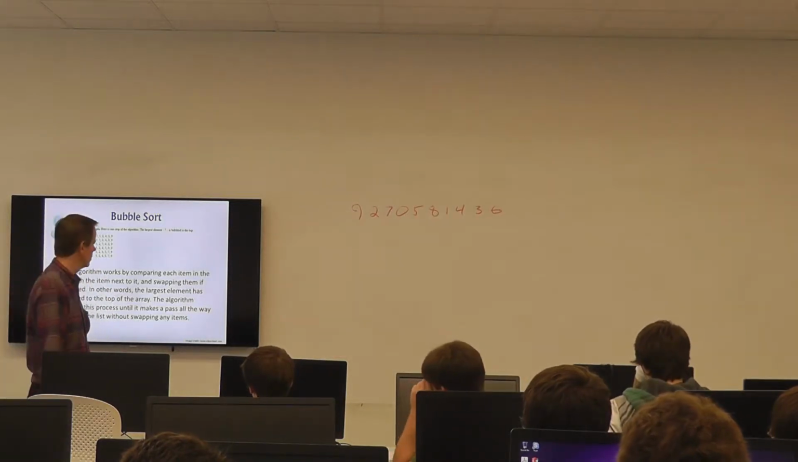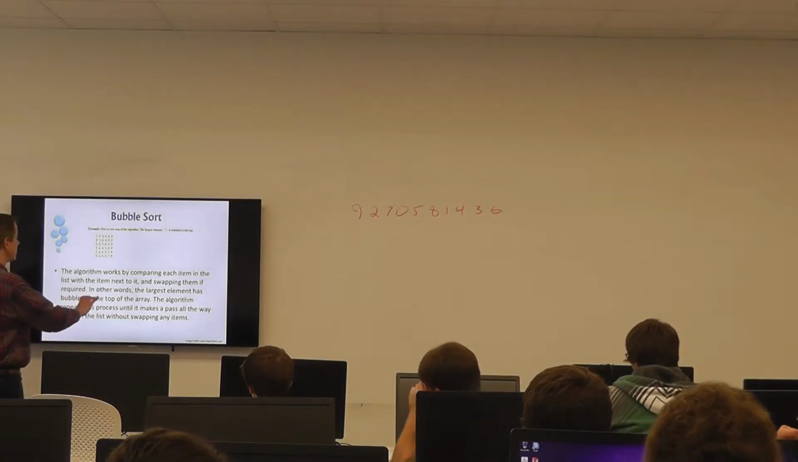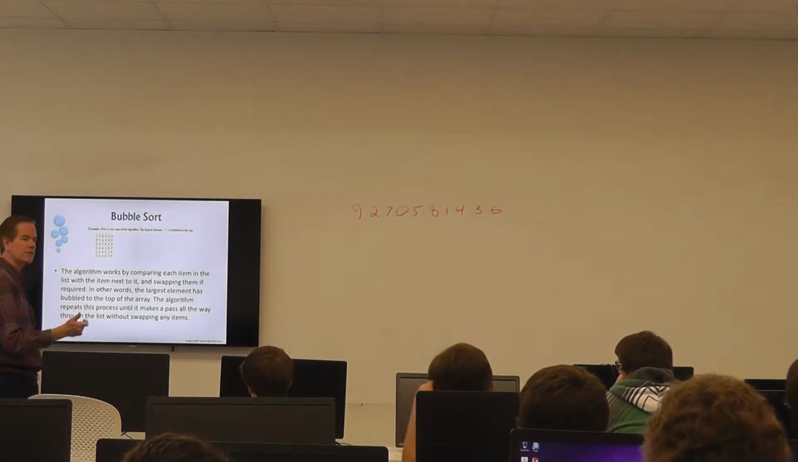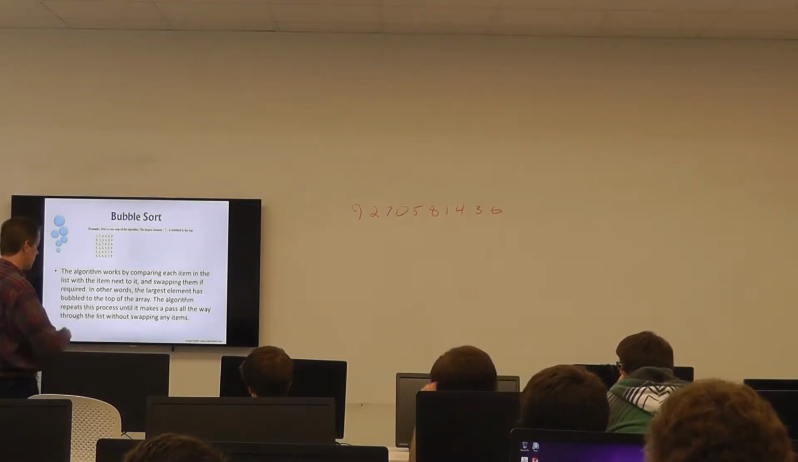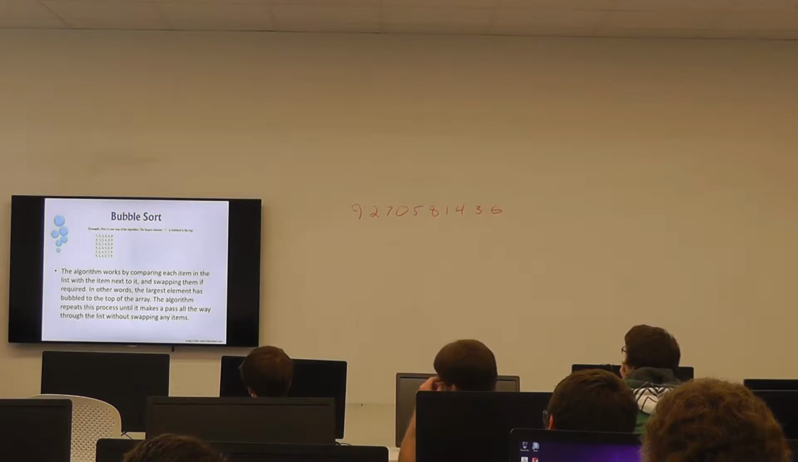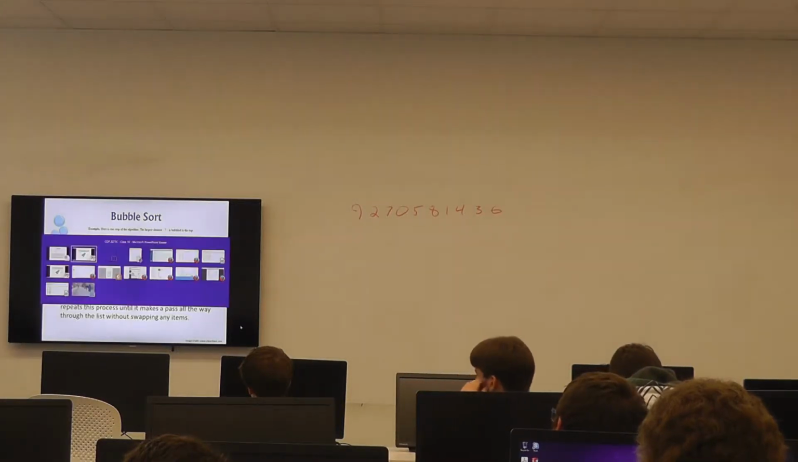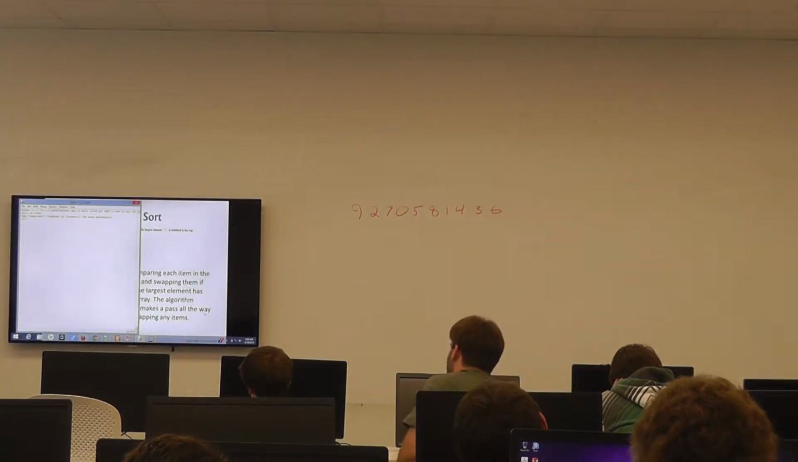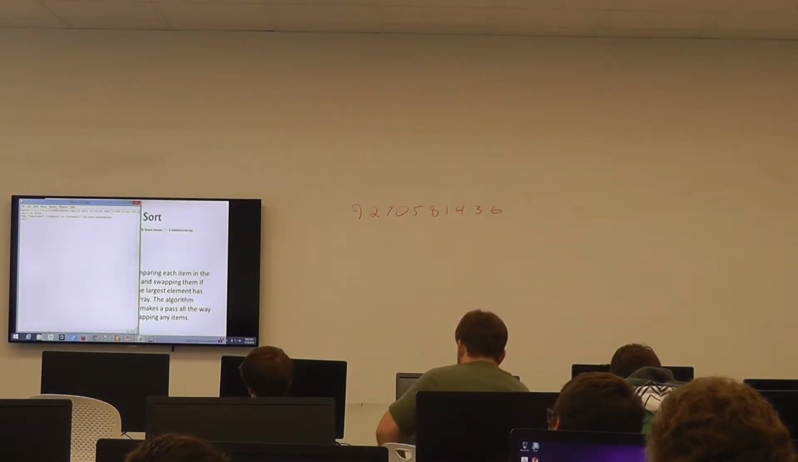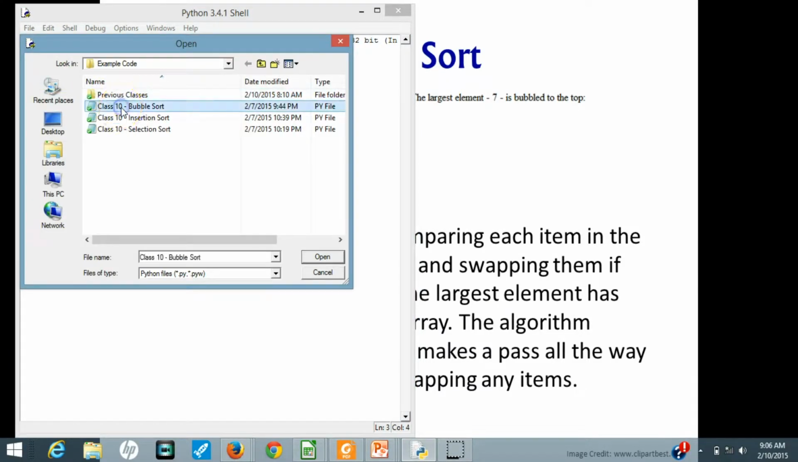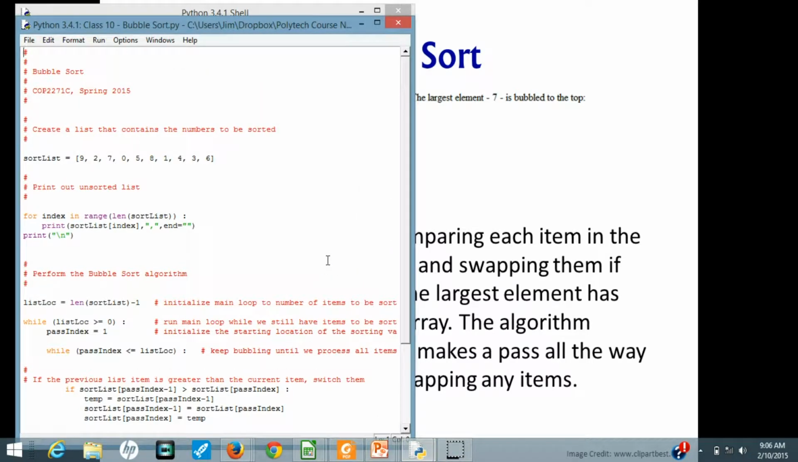Woo! Okay. So it works by comparing each item in the list with the item next to it and swapping them if required, bubbling it up to the top. Okay? Keeps doing this over and over again until it's all done. So if we wanted to do the same thing, we would say, show me some Python code. Bubble sort. Check is one number by one number. No more complicated than that, okay?